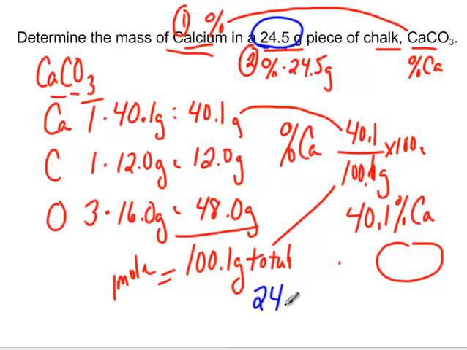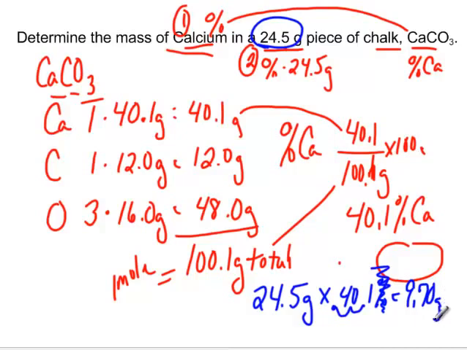So we take our total sample size and we multiply it by its percent, and we'll figure out how many grams of calcium are in here. Now, a couple things. Whenever you have a percent and you're trying to do some math, you want to get rid of the percent sign and divide by 100. Move that decimal point over. So when you type it in your calculator, it's 24.5 times 0.401. And when you do that, you're going to get your final answer, which is 9.70 grams. And this is how many grams of calcium are in this particular sample size.